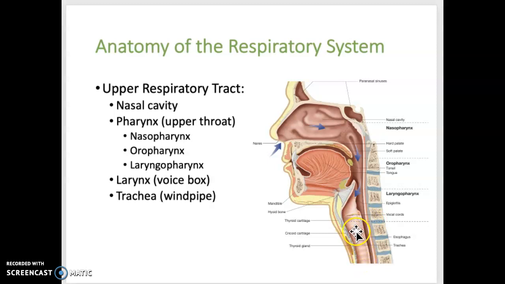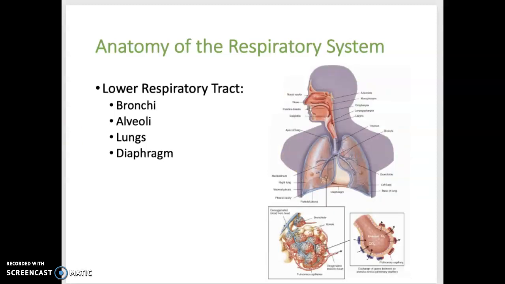Then below the larynx is the trachea, also known as the windpipe, and this is a passageway for air only. Then down a little bit lower in the lower respiratory tract, there are bronchi, which are all of the branches that the trachea divides into. And these bronchi carry air into the lungs. They ultimately lead to alveoli, which are microscopic air sacs. They're found at the ends of the bronchioles, which are the smallest of the bronchi.